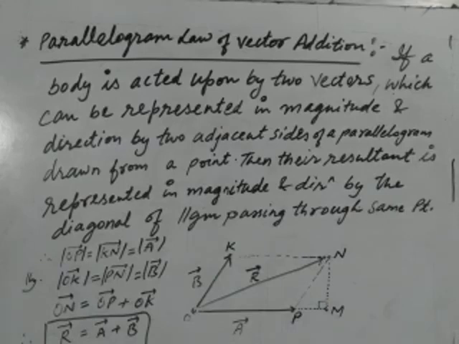Again I am repeating, if two vectors A vector and B vector are representing two sides of a parallelogram acting at a single point, then their resultant is represented by the diagonal which is in between these two vectors or two sides of the parallelogram.